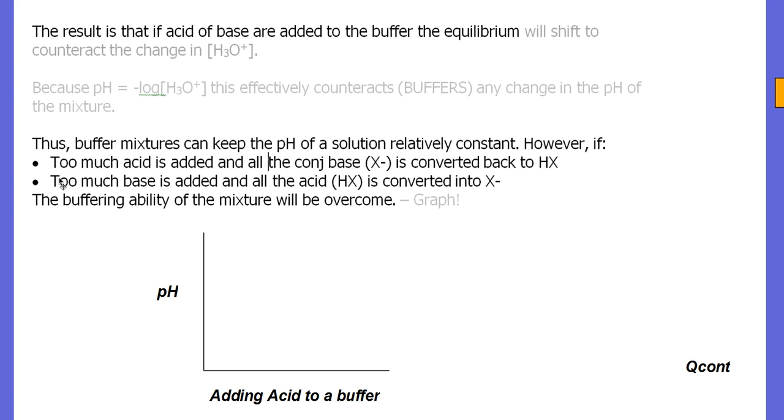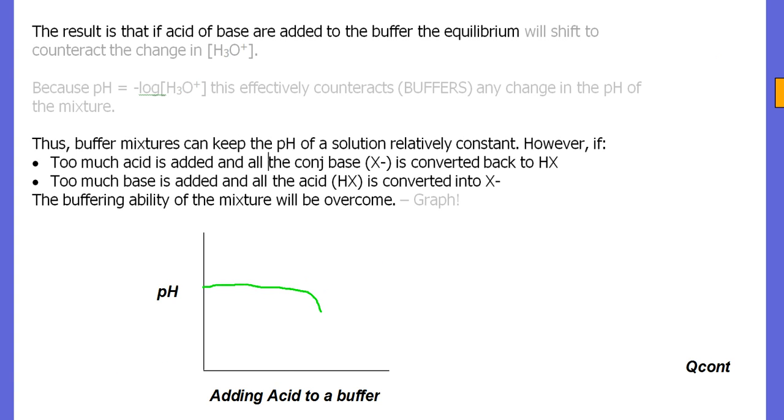However, if you add too much acid, all the conjugate base will be converted to HX, and if you add too much base, eventually all the acid will be converted to X minus, and the buffering ability will be overcome. So here's a little example. If the buffer started off at this pH here, and we start adding acid, the pH isn't going to change very much because of the buffering effect, but it will slowly decrease after a while, and when we start getting close to using up all the buffer, eventually the pH will start dropping, sort of like that. Okay, so they don't last forever.